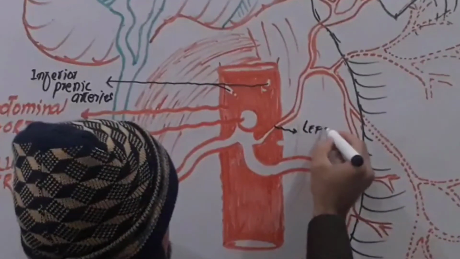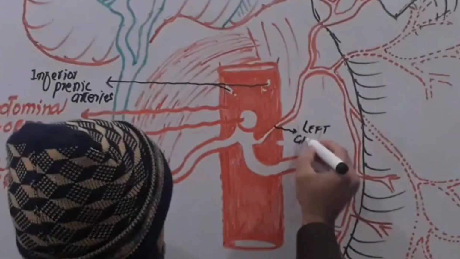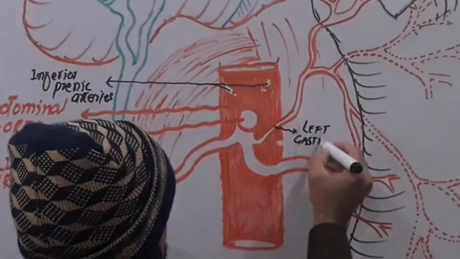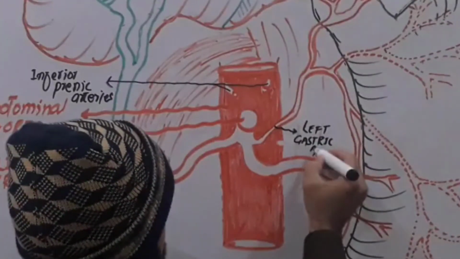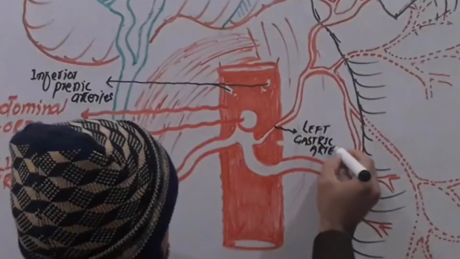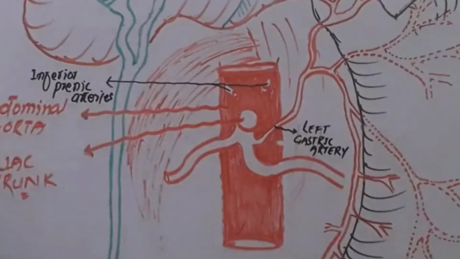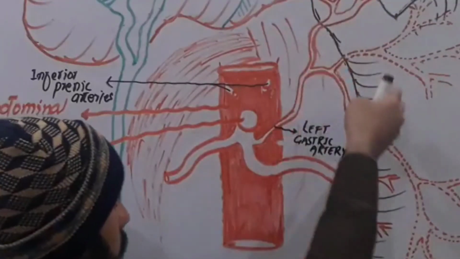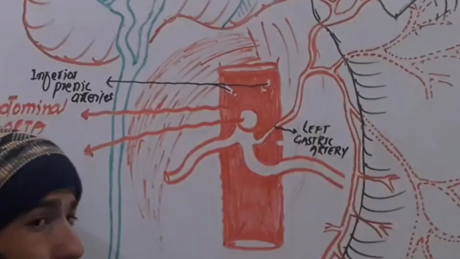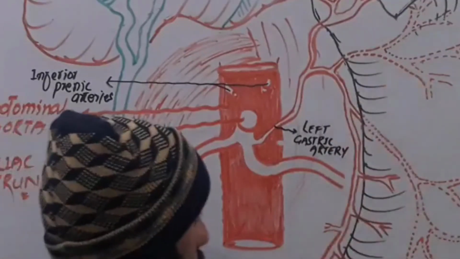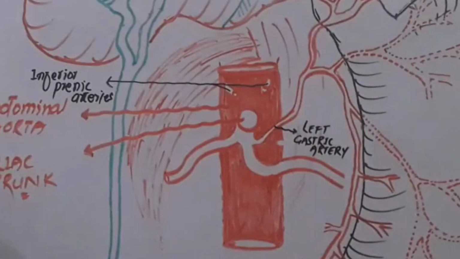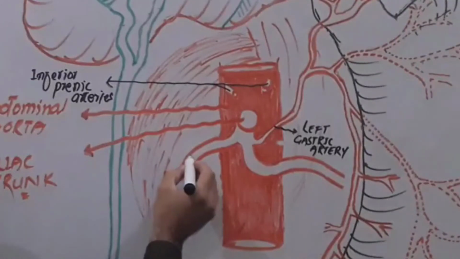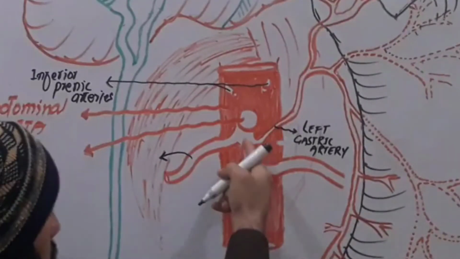The left gastric artery, right, friends? Done with it. The first branch which arises from the celiac trunk, the left gastric artery, moves towards the esophagus and the margins, the lesser curvature of the stomach and the posterior aspect of the stomach. We will see the branches. Then this is the next branch which arises from the celiac trunk.